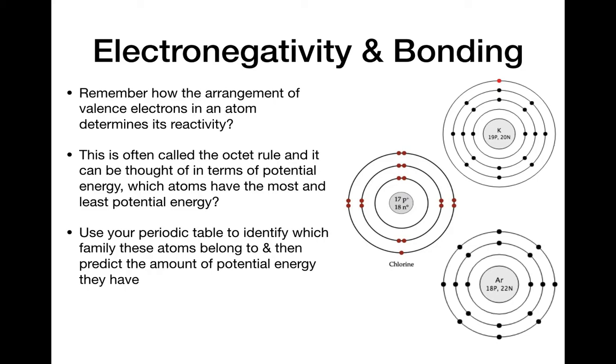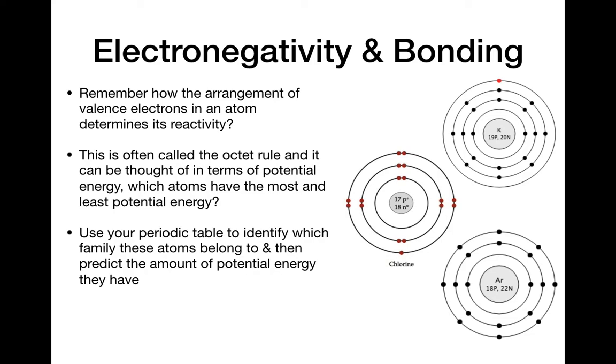And then we have chlorine over here. Chlorine, element number 17, is in the halogens. And you'll notice here its valence orbital has 2, 4, 6, 7. I can count, guys. 2, 4, 6, 7 valence electrons, okay?